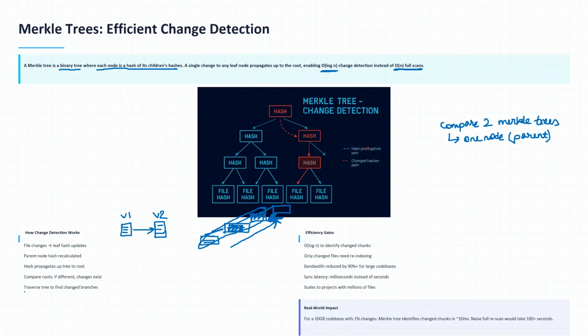And then it's simply about traversing the tree to find the changed branches. Now this gives us log n to identify the changed chunks instead of O of n. And only the changed chunks need reindexing. The bandwidth is reduced by 90% for very large code bases. And this is even optimal for monorepos where the code base might reach millions of lines of code.